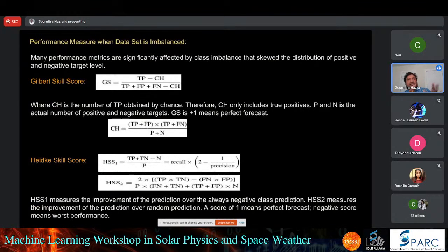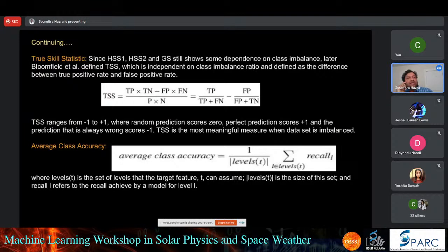However, in our case, the data set is imbalanced. The number of flaring regions is much less compared to the non-flaring regions. When the data set is imbalanced, the problem is that if you choose accuracy as your performance measure, and your model predicts all instances as non-flaring, then your accuracy will still be very high. So accuracy and precision are not very accurate measures for class imbalance problems. So people introduced different performance measures for that, like the Gilbert skill score, Heidke skill score, or the True Skill Statistic. It has been shown earlier that the True Skill Statistic is independent of the class imbalance ratio. So the True Skill Statistic is probably the perfect measure for our problem here.